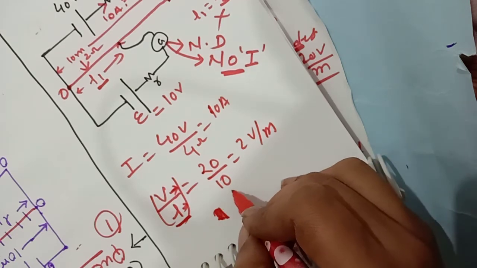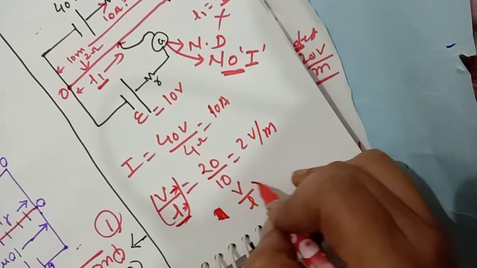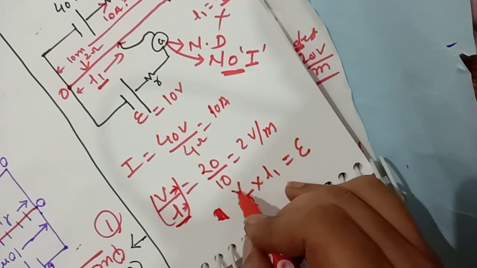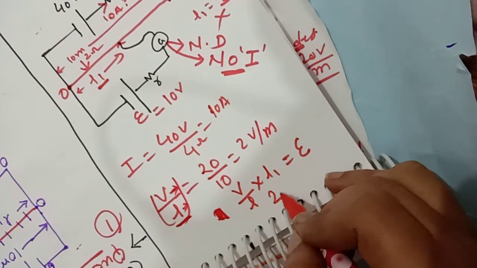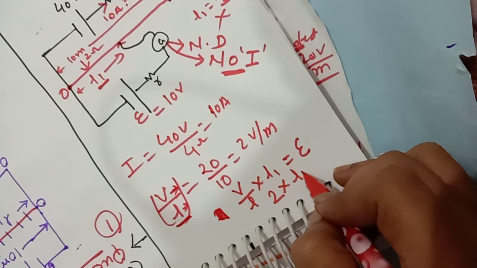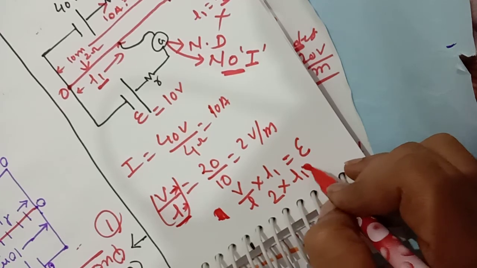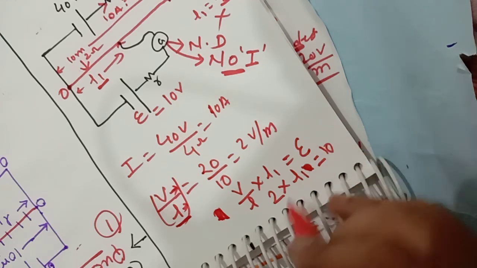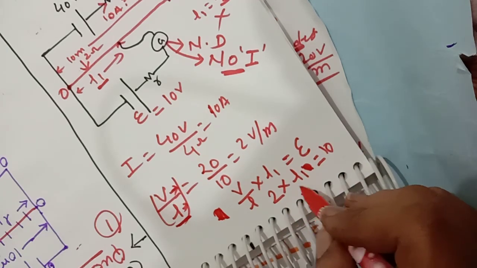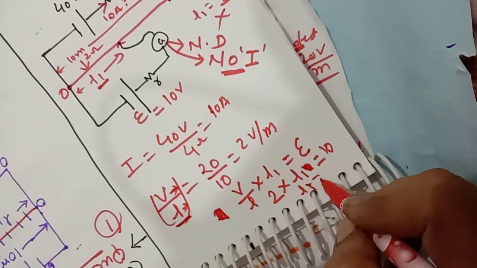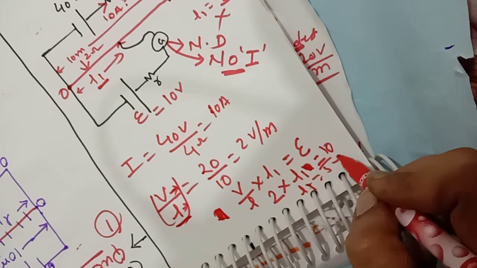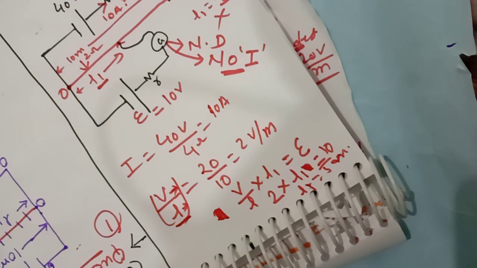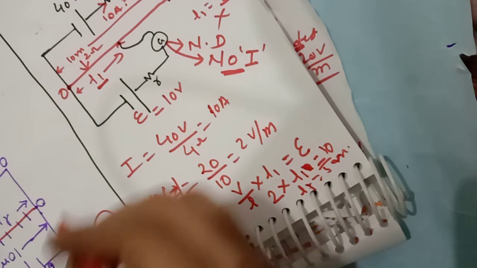What is the equation we are going to frame? V by L into L1 equals E, we know. So V by L is 2, into L1, what is L1? We don't know. Equals E, which we know is 10. So from here L1 will be 5 meters.